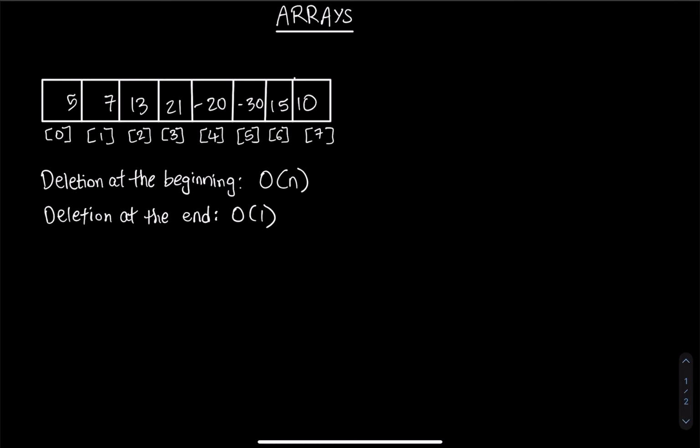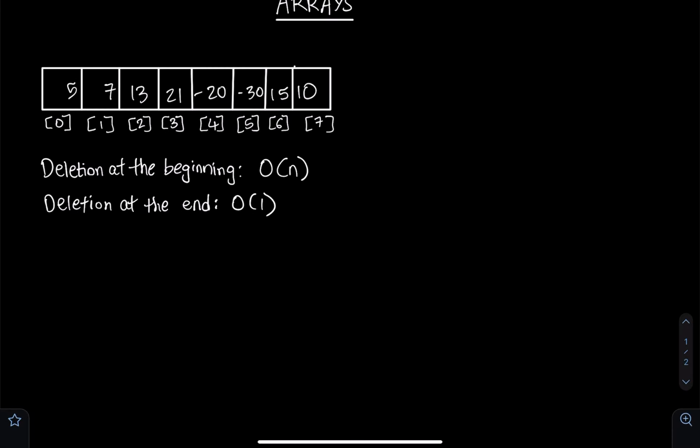Suppose we wanted to delete element 5 from this array. How would we do that? So the way we would do it is we would override 5 with 7, then take out 7, replace it with 13, replace 13 with 21, replace 21 with negative 20, negative 20 with negative 30, negative 30 with 15, replace 15 with 10.